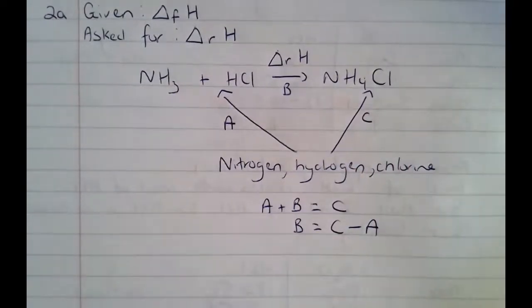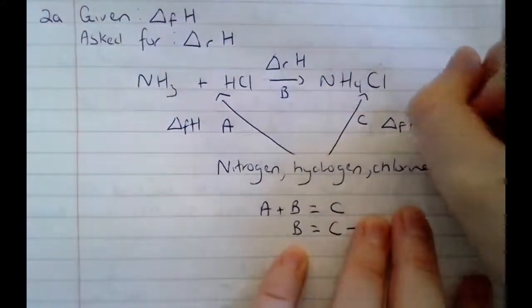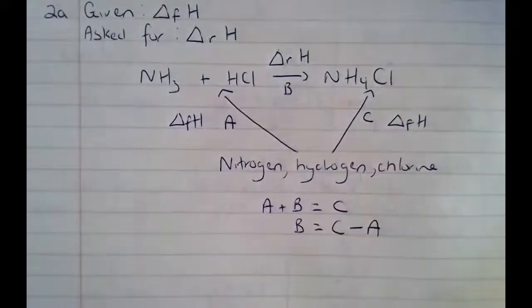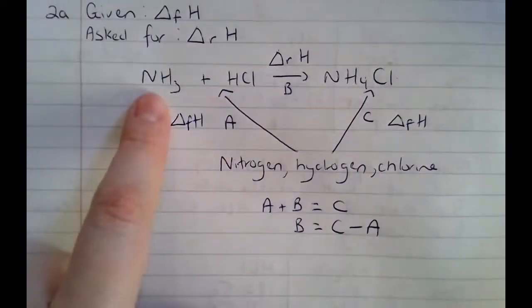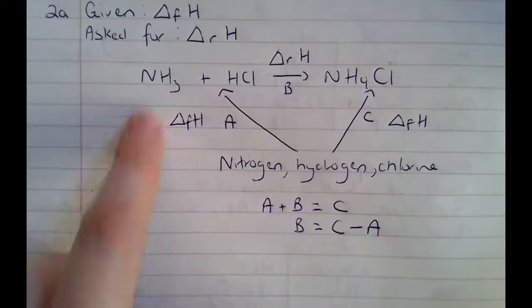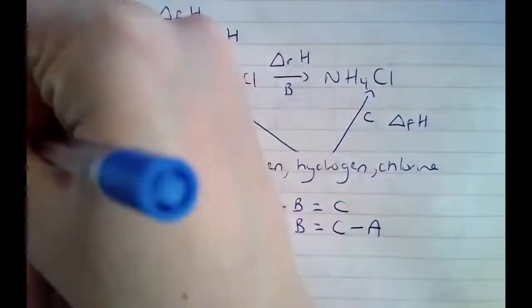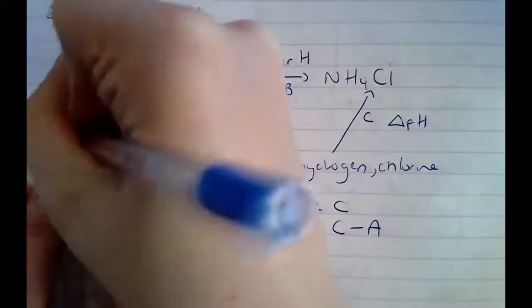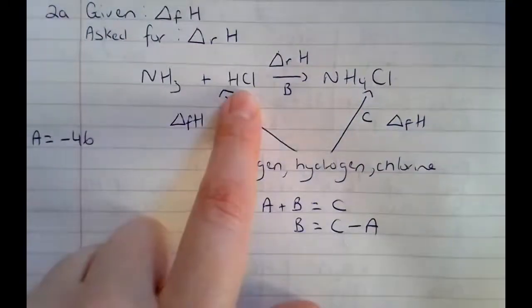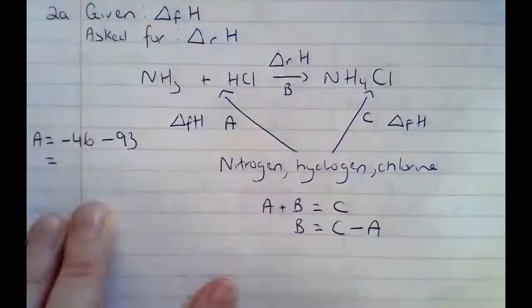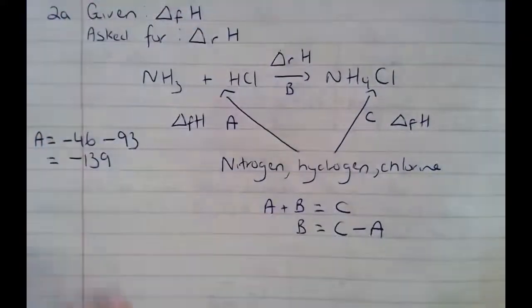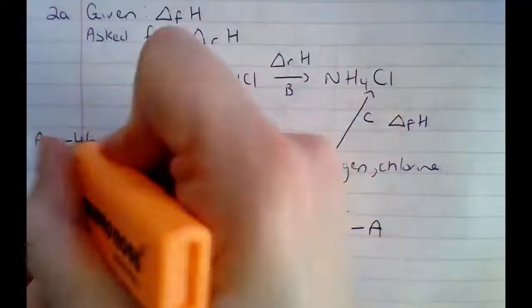So I told you already, they've given you the delta FH values, okay? So they've given you the delta FH values for A and for C. And if I look at my table, it tells me that the energy required to form 1 mole of NH3 is minus 46. Over here, I'm going to calculate what A equals. And I've got minus 46. And they tell me the energy when HCl is formed is minus 93. So I do minus 46, minus 93, and I end up with minus 139. And that is my value for A.